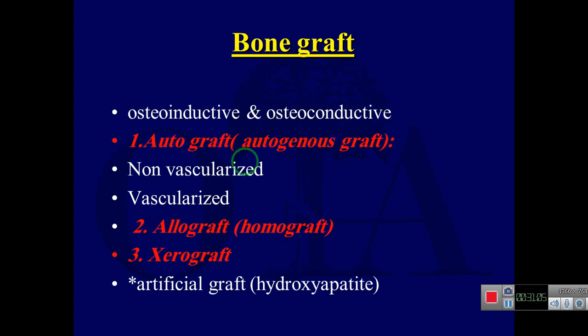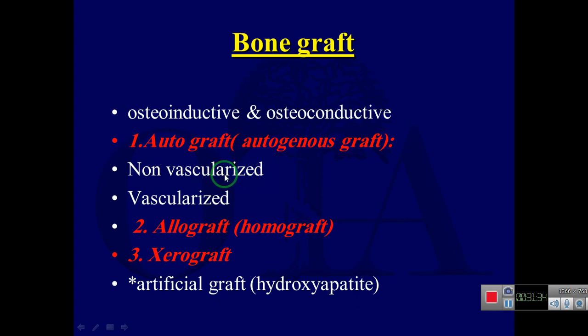We have different types of bone graft: autograft, allograft, xenograft and artificial graft. Autograft is the autogenous graft. In this, the bone is removed from one place to another in the same individual, meaning we take bone from a person to the same person. And it is either vascularized or non-vascularized.